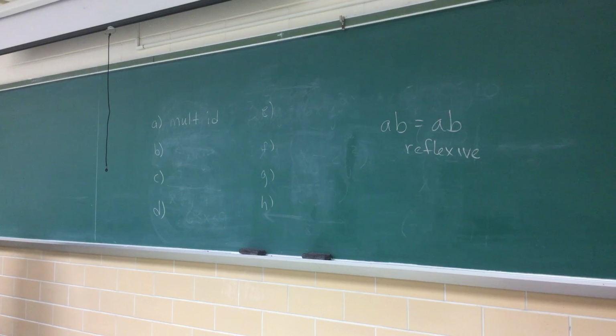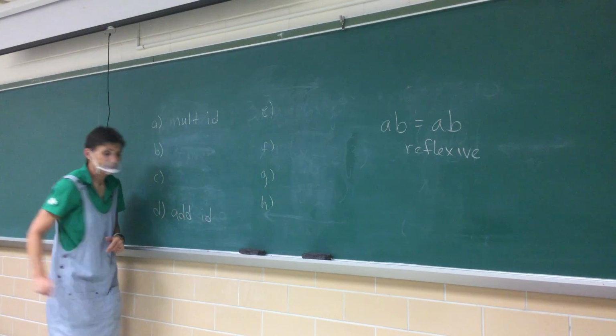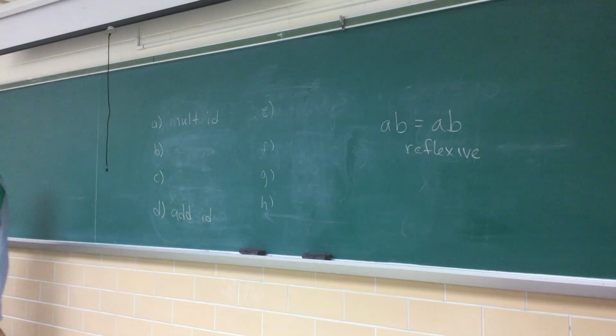Anybody know any of the others? Parker? D is the additive identity. That's exactly right. The additive identity. We know that if we add 0, we get the same number back again. Very good. So we have an identity for multiply and we have an identity for add. Perfect. Anybody know another one? Oh my. We don't know any of the others?